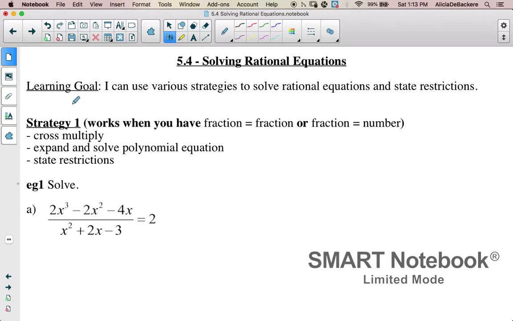So, solving rational equations. Strategy 1 is a little bit simpler than what I just went through. Strategy 1 only works, though, if I have a fraction equals a fraction, or if I have a fraction equals a number, because remember, a number is just a fraction, so it's really just the same thing. So if I have one of these two cases, I can use the strategy of cross-multiplying and then just expanding and solving the polynomial equation. It's a little bit simpler than the other strategy where you had to come up with the lowest common denominator.